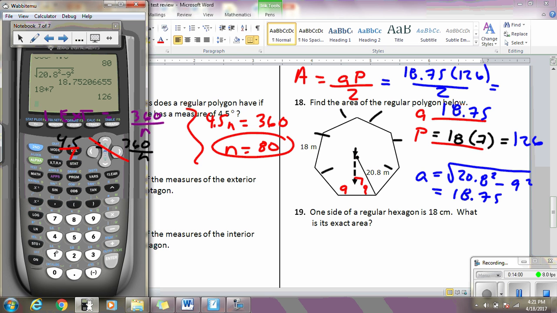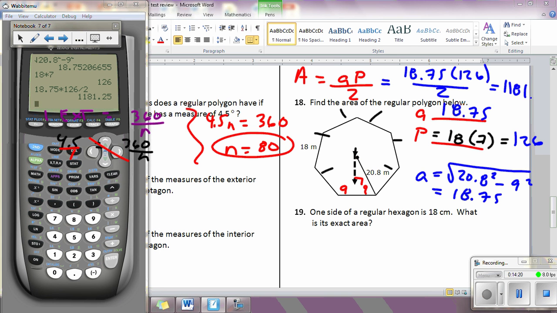So again, I'm taking 18.75 times 126 divided by 2 for my area. So about 1181.3 meters squared is my final area.